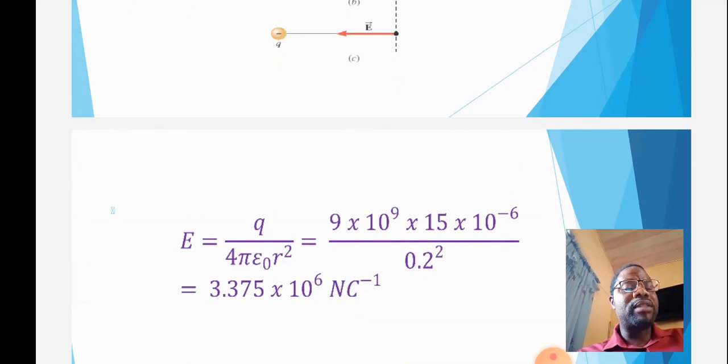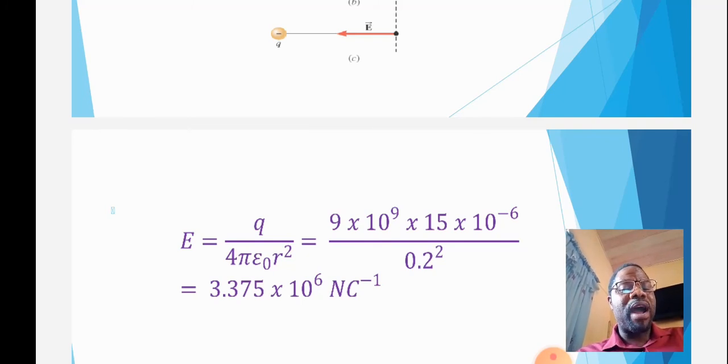15 times 10 raised to power minus 6 is because it is microcoulomb. Okay, and that gives us 3.375 times 10 to the power 6 Newton per coulomb.